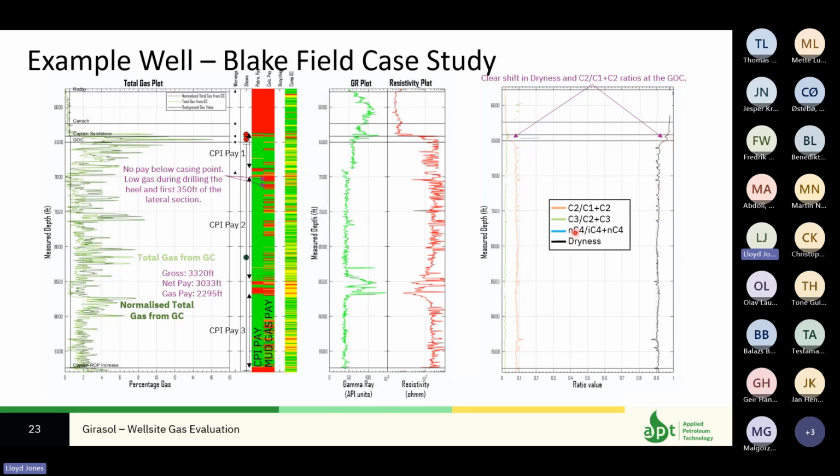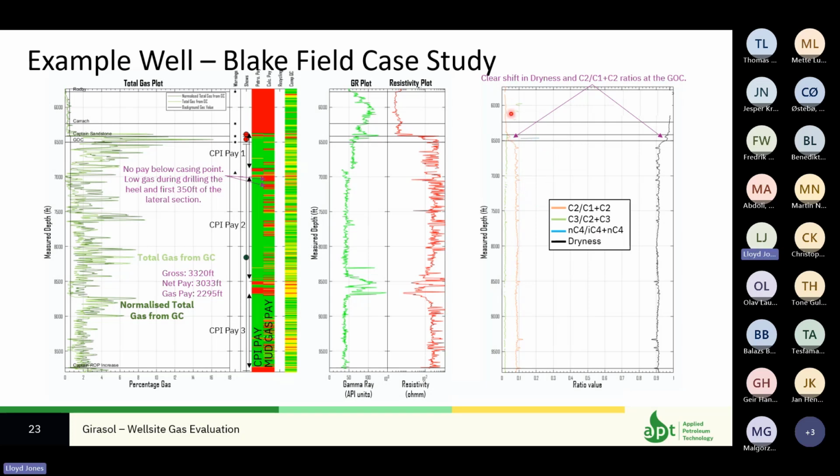And typically this NC4 IC4 ratio, this is comparing your normal butane to isobutane, and your isobutane is less susceptible to biodegradation. So you can see any ratio in blue lower than 0.55, 0.5 is what we normally look at, is suggested to be in a biodegraded reservoir, and that's what we see here.